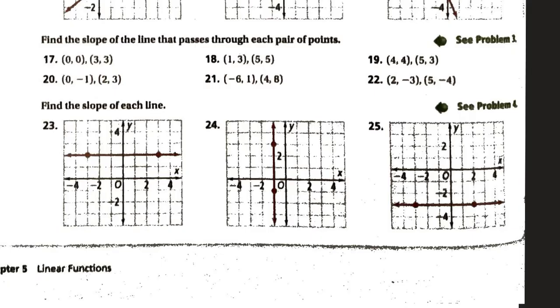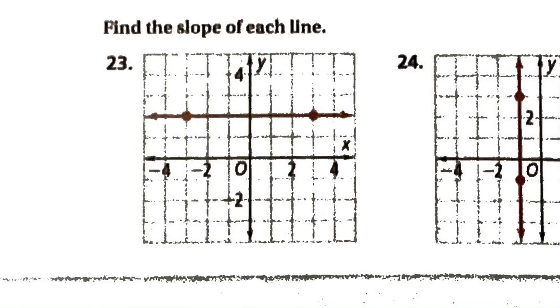Now, we also need to look at what happens when that line is horizontal or vertical. We'll look at this one here, a horizontal line. Let's use red. We have these two dots. What's the rise? The slope is the rise over the run. When we go from one dot to the next, we're not going up and we're not going down, so that rise is 0.